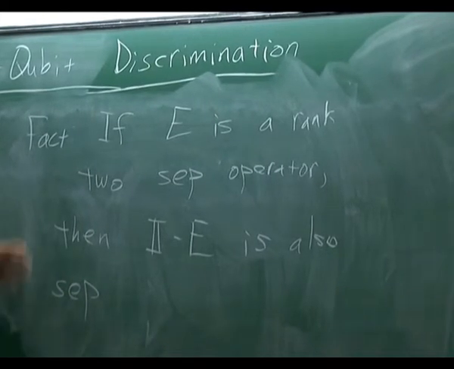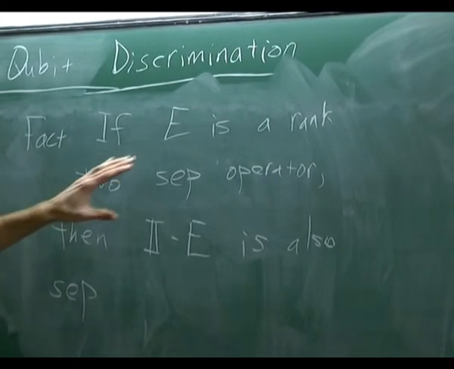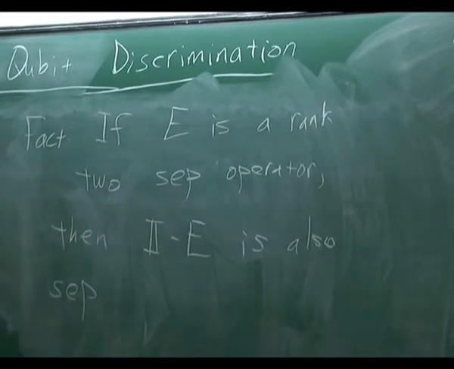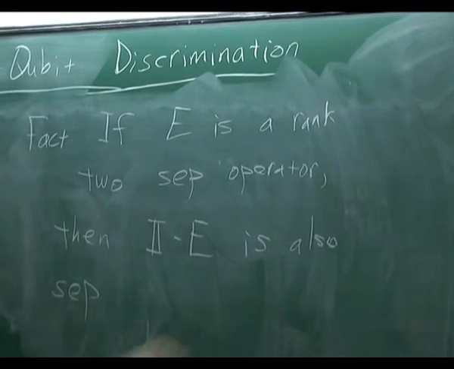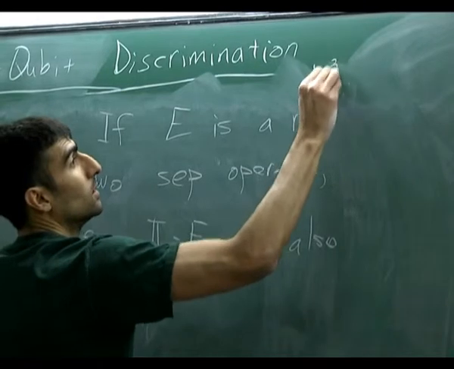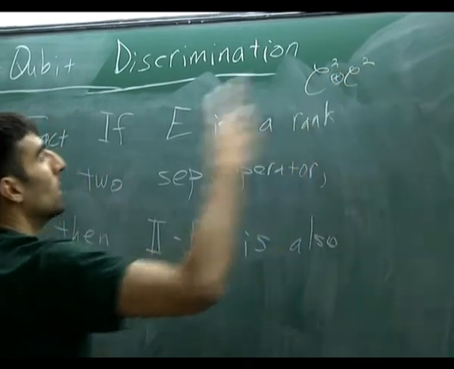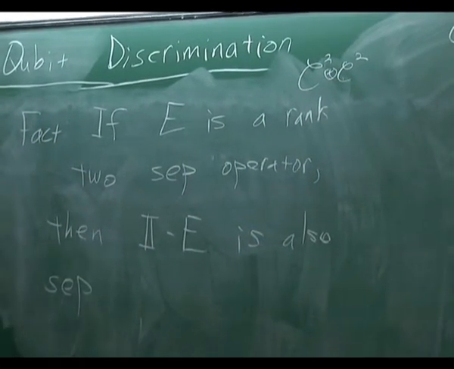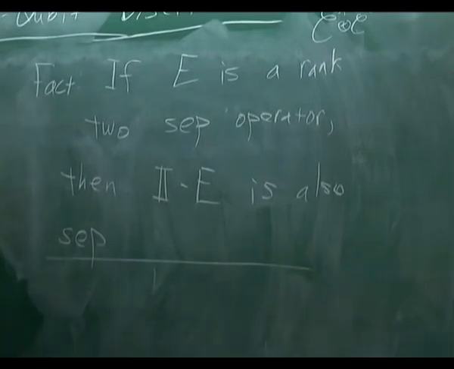So in general, this won't be true. But if E is low rank, and again, if this is 2 by 2, so I should emphasize that this is C2, then this is also true. And the reason is as follows.